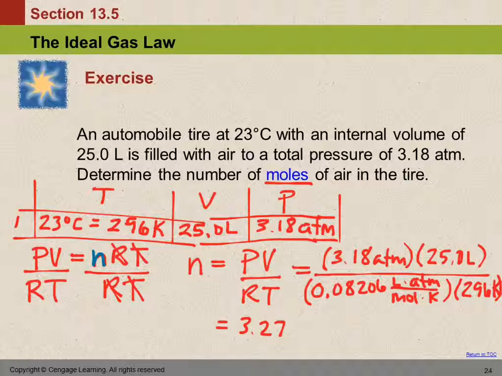And I'm going to double check my units. Atmospheres cancel, liters cancel, Kelvin cancels. The unit ends up being 1 over moles, which is the same as moles. It's just flipped upside down twice. So 3.27 moles.